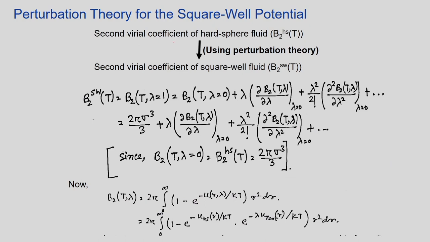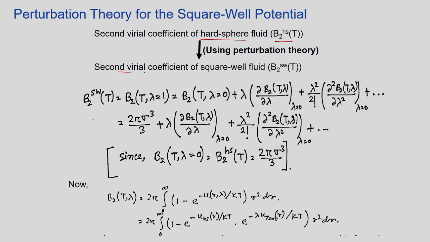We know the second virial coefficient of a Hertzsprung fluid, that is B2 Hs. If you recollect, in the previous modules where we did the virial equation of state, we have already obtained this B2 virial coefficient for the Hertzsprung potential. Then we will use perturbation theory and obtain the second virial coefficient of the square well potential. I can write it like this: the square well potential virial coefficient is the virial expression at lambda equal to 1, then only it will be the square well potential. It will be some value at lambda equal to 0 plus the second and third terms, which resemble the Taylor series expansion. So, you take the derivative of this term, then insert lambda equal to 0, and likewise for the next.